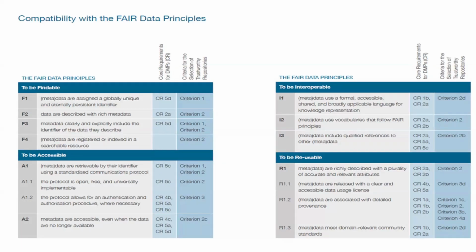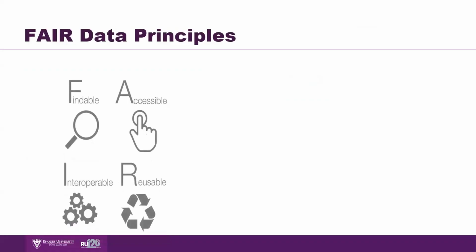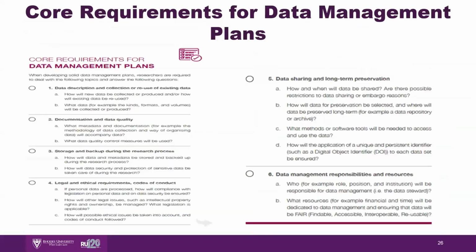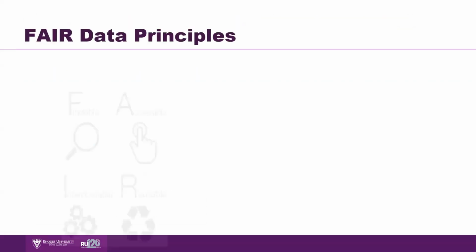That FAIR requirement there is associated with core requirement 5D. So if you went back to the core requirements and you had a look at core requirement 5D, what you'd see is, and let me just go back for your benefit, 5D, can't actually see it here. 5D asks the question, how will the application of a unique or persistent identifier, such as a DOI, be applied to each data set, and how will that actually be ensured? So you start seeing that the core requirements are meant to actually interact with the FAIR data principles.